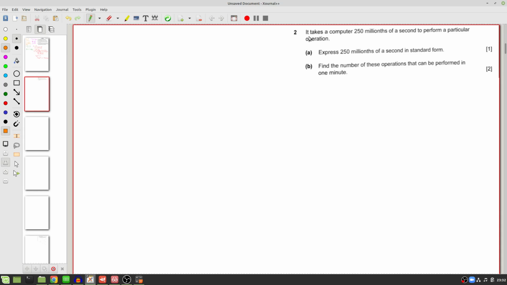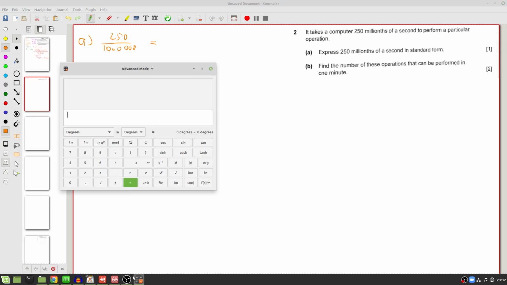And we start with, it takes a computer 250 millionths of a second to perform a particular operation. First question, express 250 millionths of a second in standard form. Okay, so first, let's put this in a decimal. The 250 millionths, all that is 250 over a million. 4, 5, 6. And now this we can just type on our calculator to get a decimal for that.